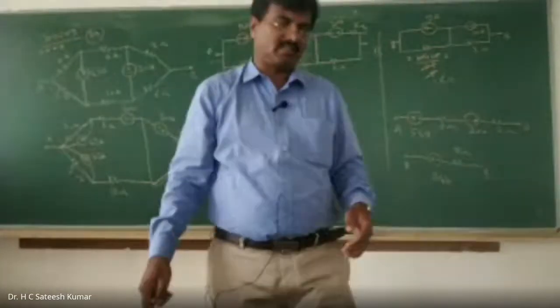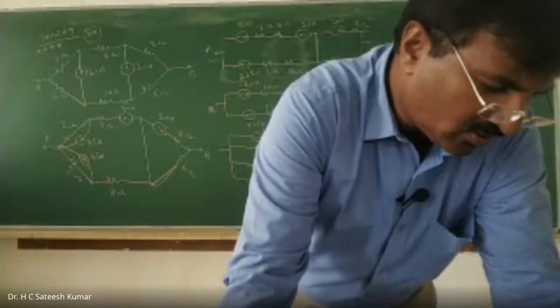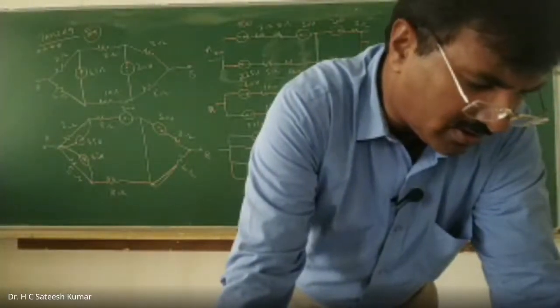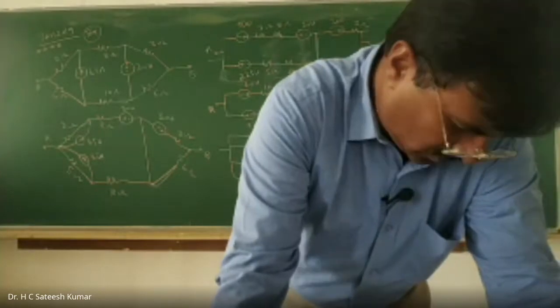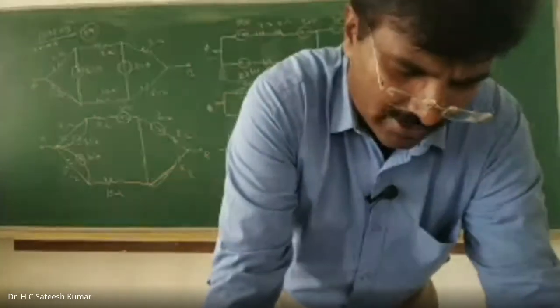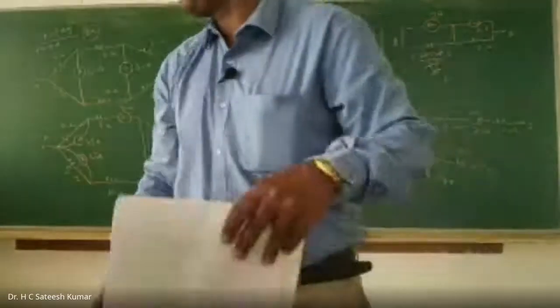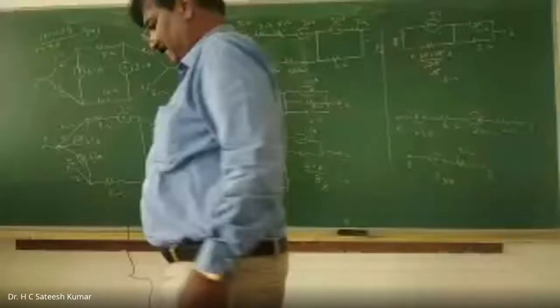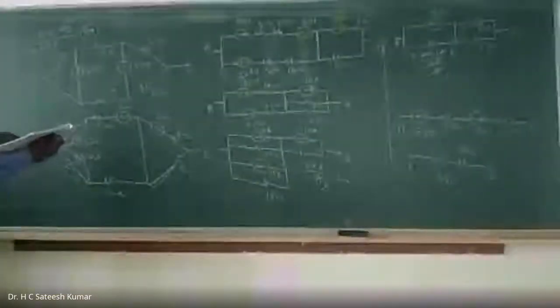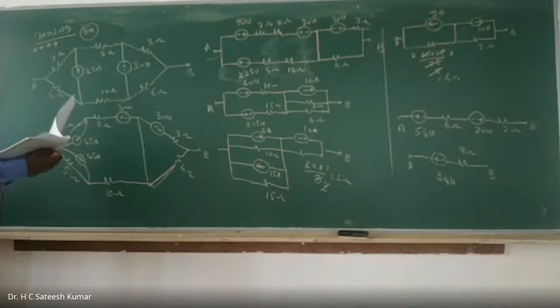So what is it asking? Reduce the network shown in figure to a single voltage source in series with a resistance using source shifting and source transformation. So 8 ohms in series with 34 volts, you will get the answer, right? That's how we should do it. This kind of problems they'll ask in the examination.